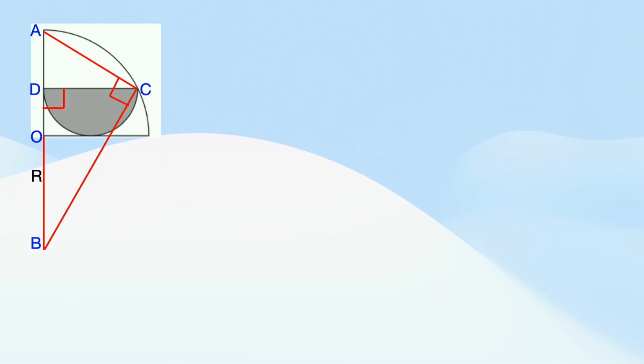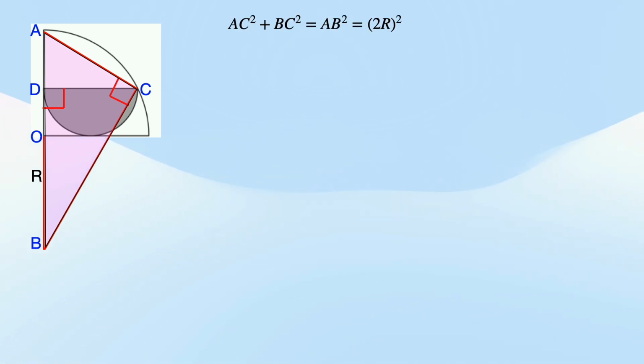Now let's take a look at the right angle triangle ACB. According to the Pythagorean theorem, we have AC squared plus BC squared is equal to AB squared. AB is the diameter of the bigger circle, so we can write (2R) squared. Can we express AC and BC also in terms of big R and small r?